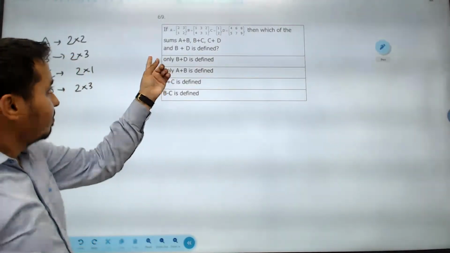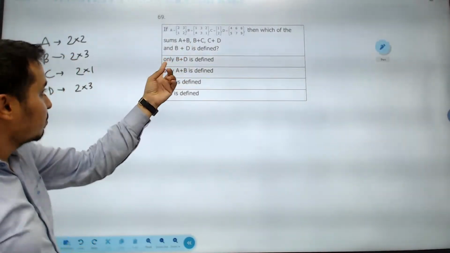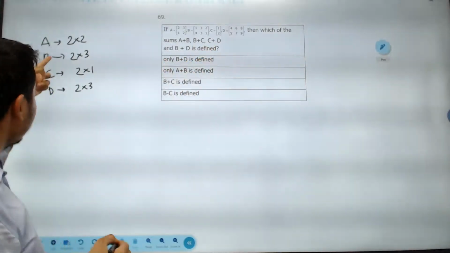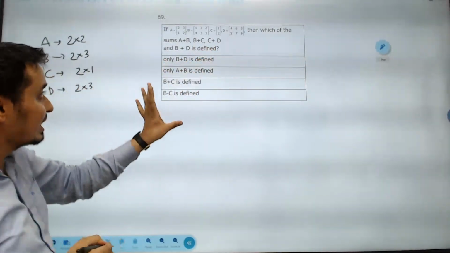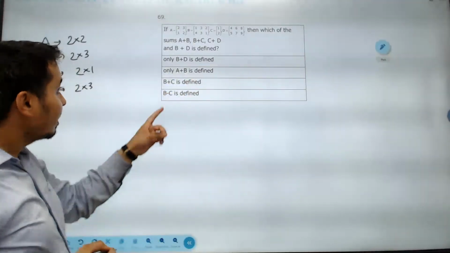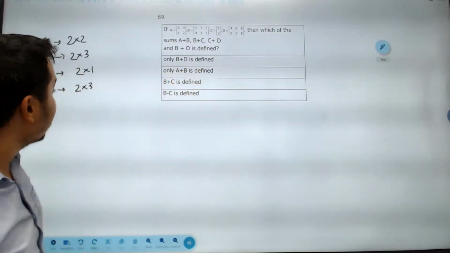So let's see which of the options is true. Only B plus D is defined. B and D have the same order, so B plus D will be defined, but we don't know whether only B plus D will be defined. So let's see the second one, A plus B.